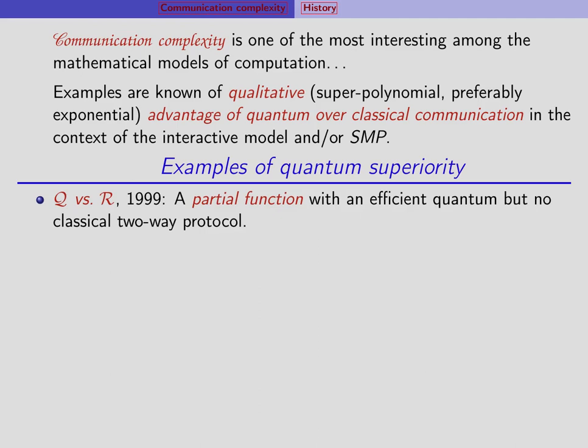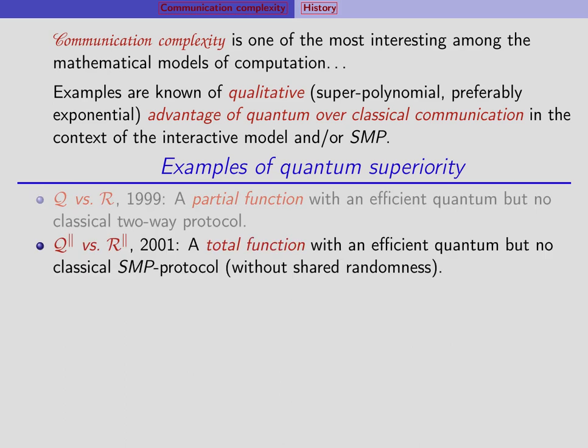In 1999, a partial function was shown that had an efficient solution in the quantum two-way model, but had no efficient solution in the classical two-way model. In the year 2001, a total function was demonstrated that had an efficient solution in the model of quantum SMP communication, but it had no efficient solution in the model of classical SMP communication.